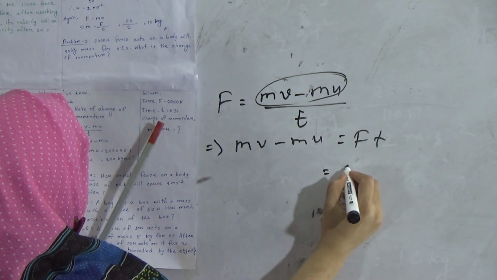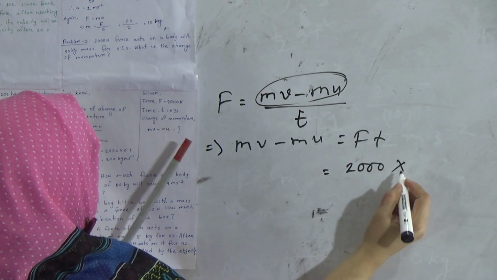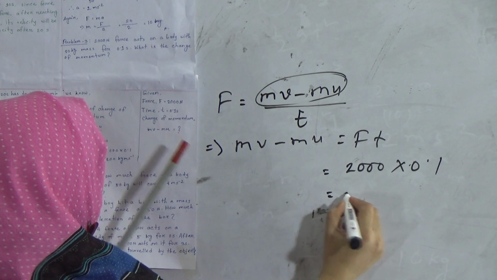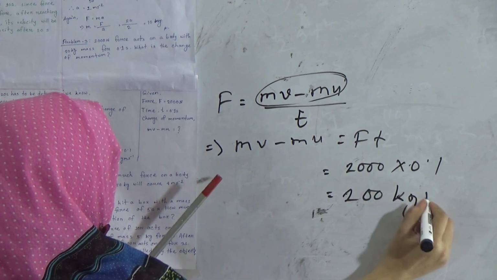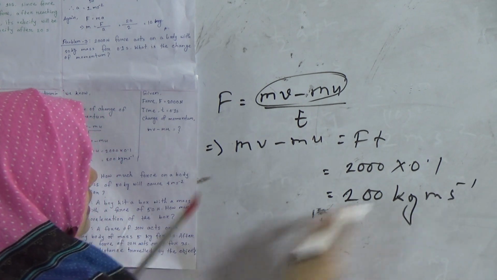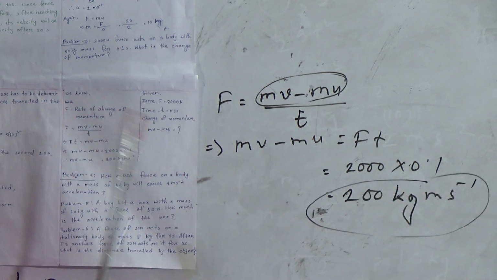Here given F is 2000 and t is 0.1. So 2000 into 0.1 means 200 kg meter per second. This is the change of momentum.